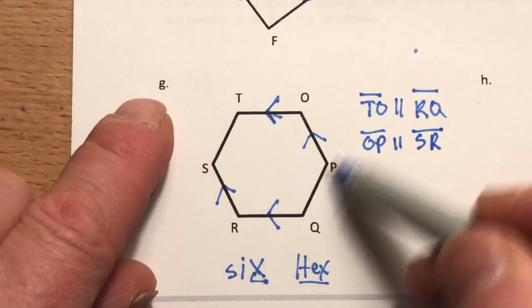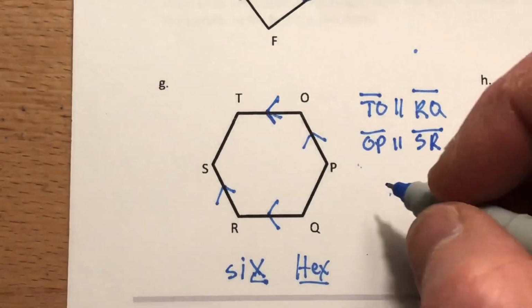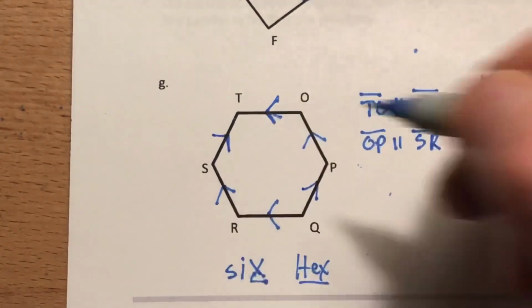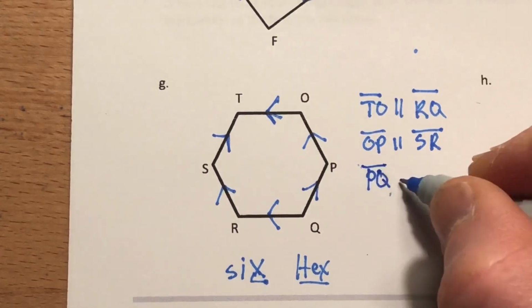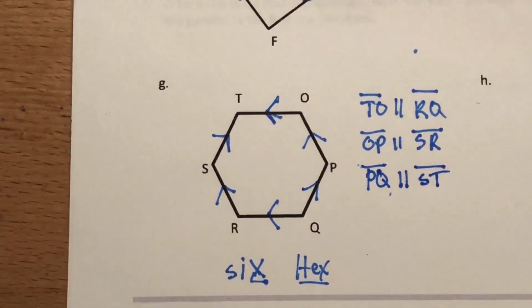Now I got one pair of sides left here. It's this side and this side. In a regular hexagon, there are 3 pairs of parallel sides, right? So I've got PQ is parallel to ST. So line segment PQ is parallel to line segment ST. Nice.